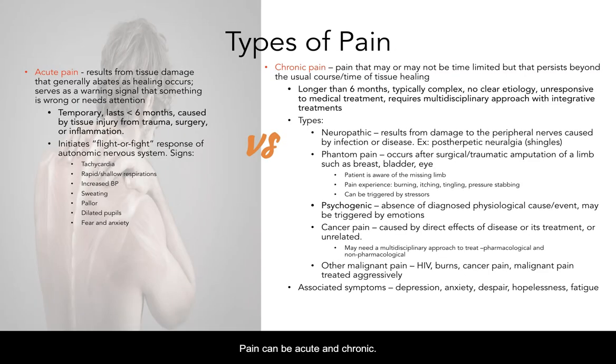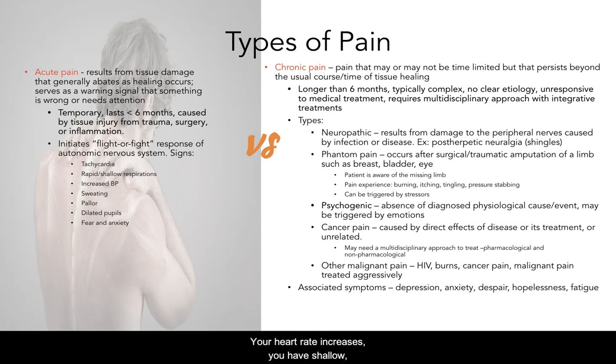Pain can be acute and chronic. Acute pain results from tissue damage. For example, a nail going in your skin or a car accident or something like that. That's acute pain. It generally abates as healing occurs. It serves as a warning signal that something is wrong and needs attention. It temporarily lasts less than 6 months, caused by tissue injury from trauma, surgery, inflammation. It initiates a fight and flight response. So when you have acute pain, you have the response of fight and flight from the autonomic nervous system.